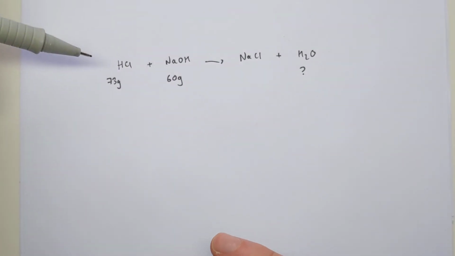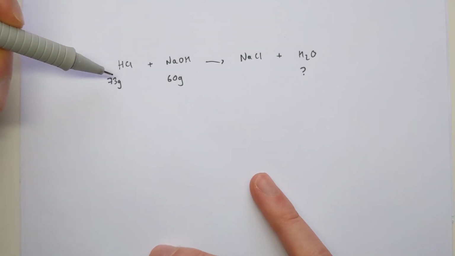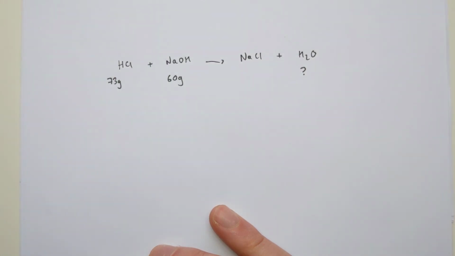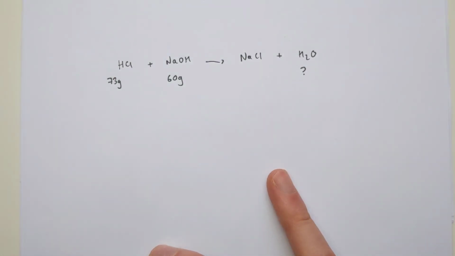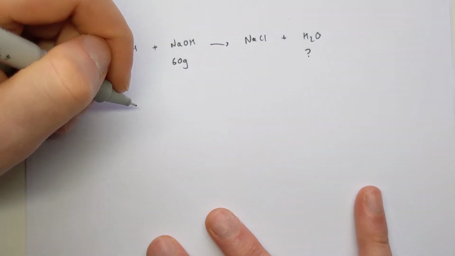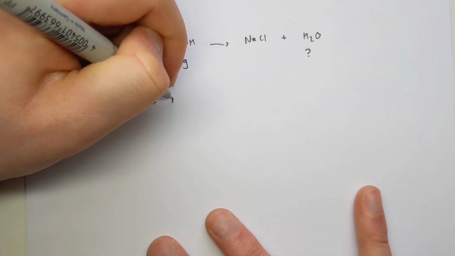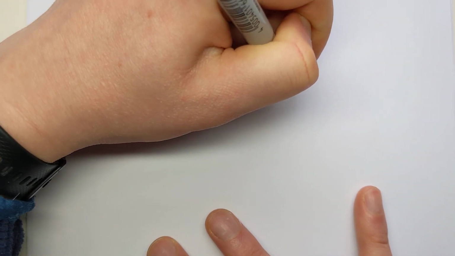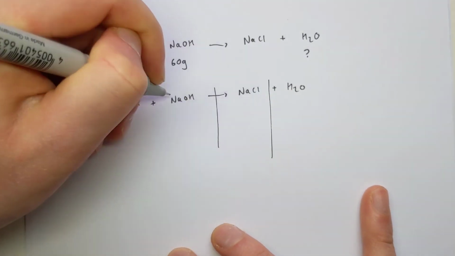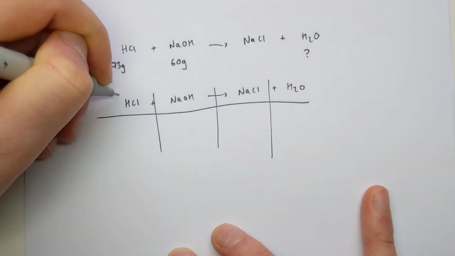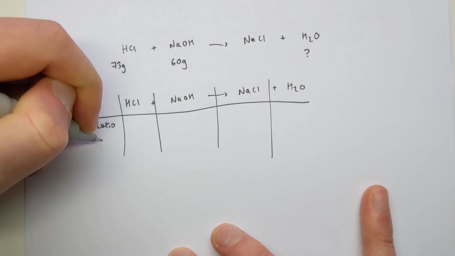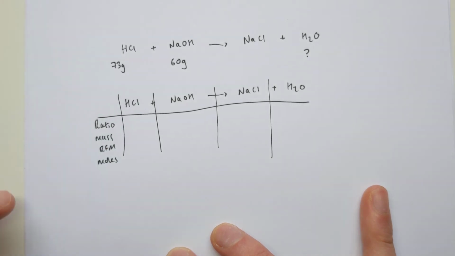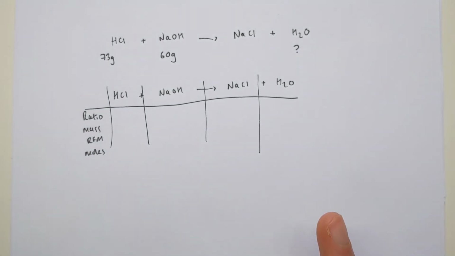So hopefully you see that this fits into this limiting reactant style question because they're giving you 2 masses at the start of 2 different reactants. Again, I'm trying to work out a product here. So, going to do the same method as before. I'm going to construct it into a table. Okay, so I'll start by just looking at my ratio first.